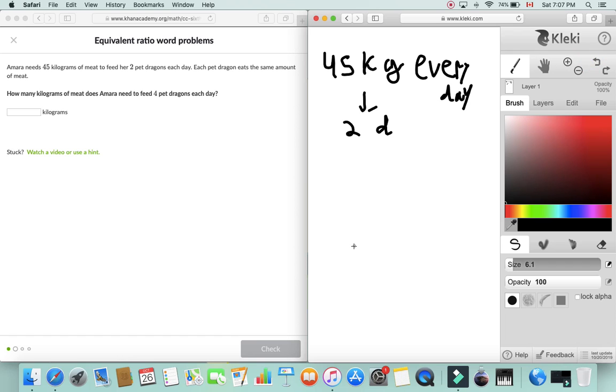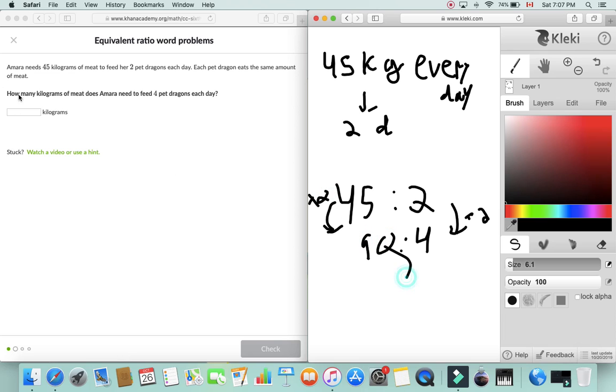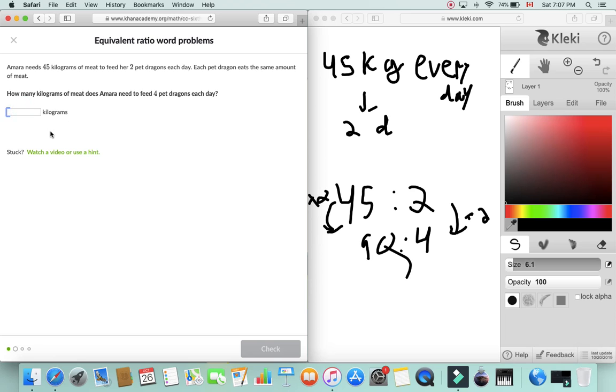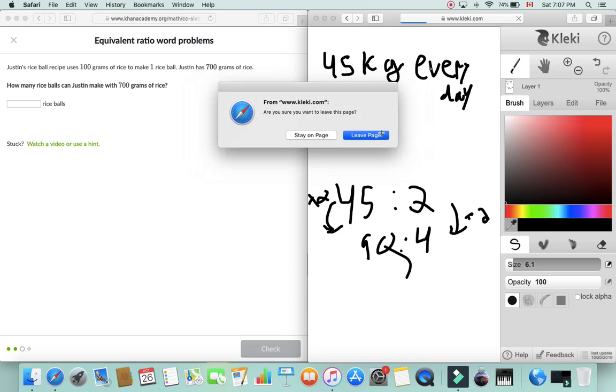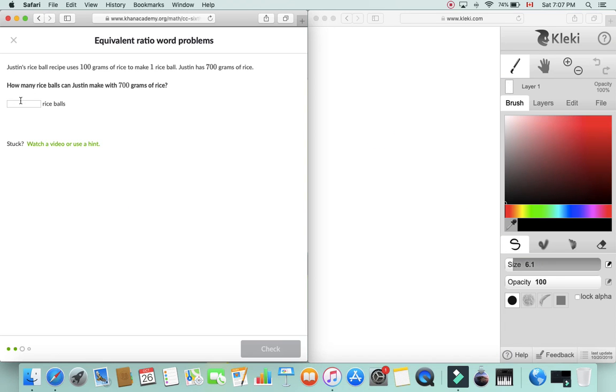Okay, so for 2 dragons. But what if you wanted 4? So right now the ratio is 45 to 2. But they're asking for 4 dragons. So as we always do, multiply it by 2 on both sides. And they all eat the same amount, so it doesn't really matter. Equals 90. Well, what do you think the answer is? 90 kilo. Yes, we got it. We got it this time.